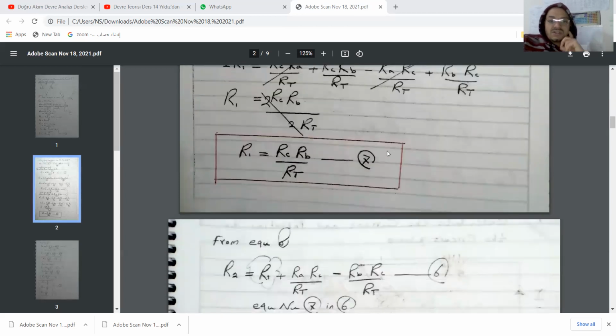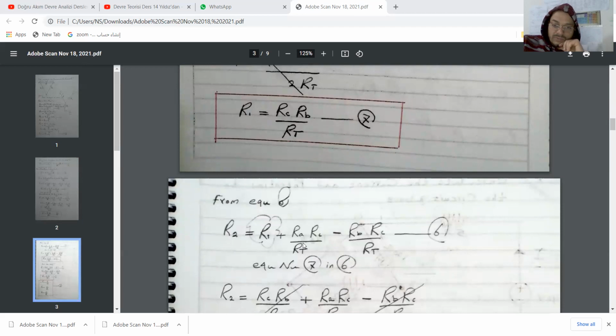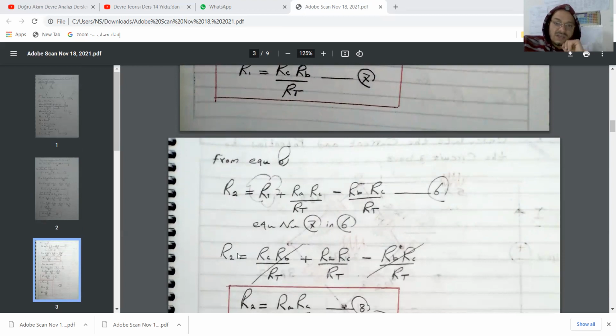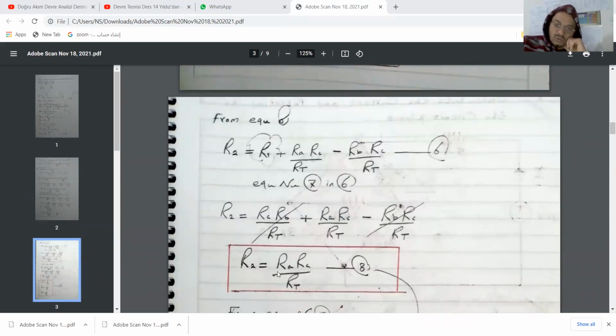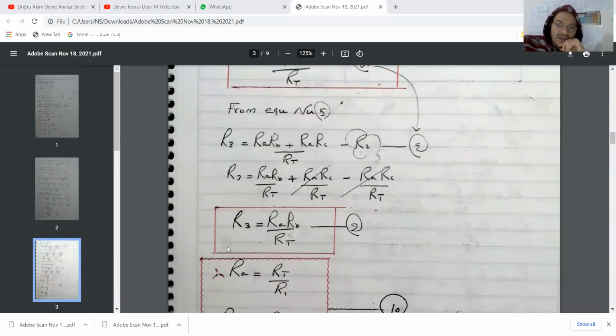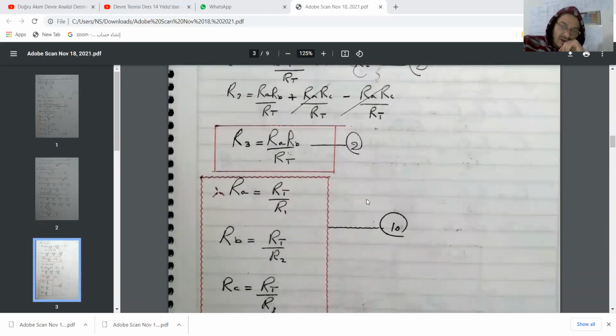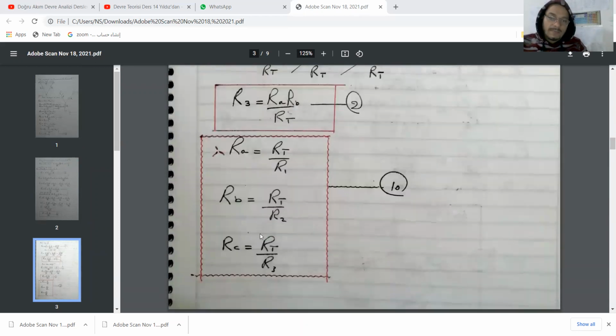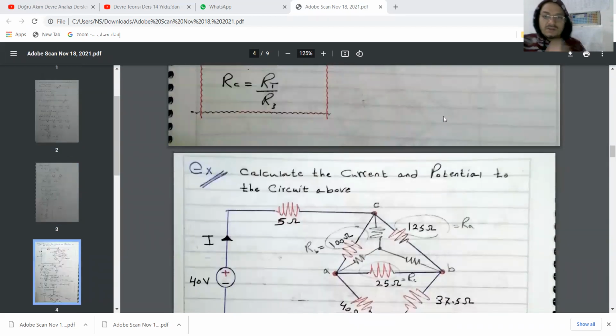We know the equation of R2 equals R1 plus RAC on RT minus RBC on RT from equation number 6. To calculate R2, R2 equals RAC on RT. And from equation number 5, to calculate R3 it will be like that. R3 equals RAB divided by RT. Here RA equals RT divided by R1, RT here, R1 R2 plus R1 R3 plus R2 R3. Okay, this question number 1 is done.